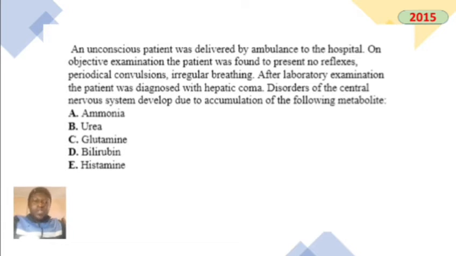An unconscious patient was delivered by an ambulance to the hospital. On objective examination, the patient was found to present no reflexes, periodical convulsions, and irregular breathing. These are the symptoms of ammonia poisoning, right? After laboratory examination, the patient was diagnosed with hepatic coma. Remember, in the liver, that's where the ornithine cycle takes place. That's where ammonia will be detoxified. Disorder of the central nervous system developed due to accumulation of the following metabolite. I told you already, it's ammonia.